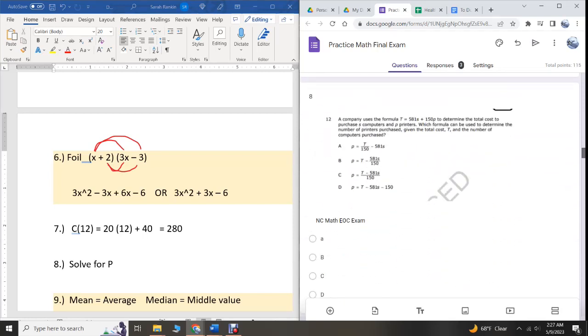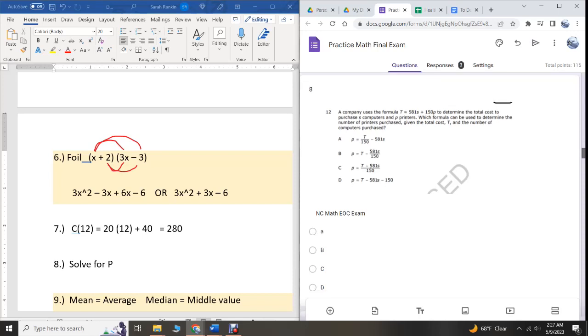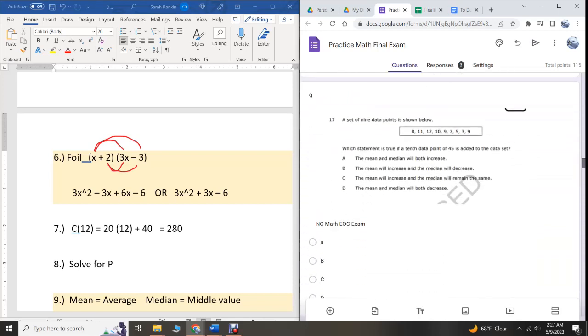You did well on number 8. This is just taking this function here and solving for P. So you move everything to one side so you get P, and you did that very, very well. Number 9 was kind of a tricky question.